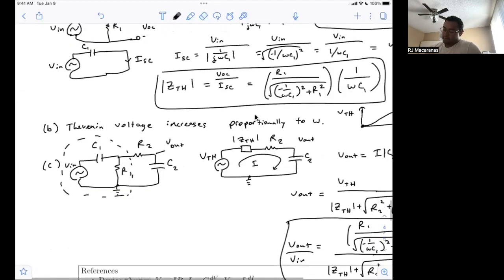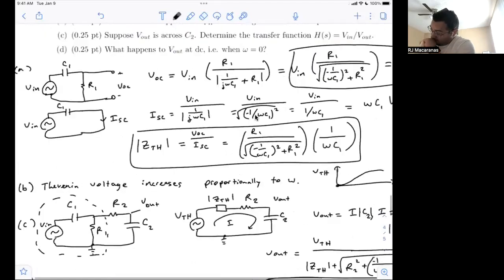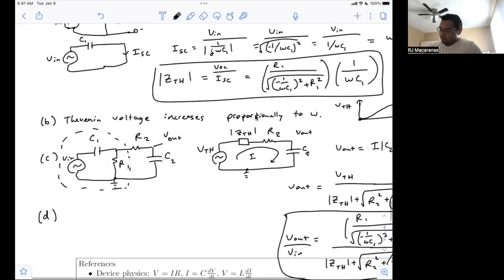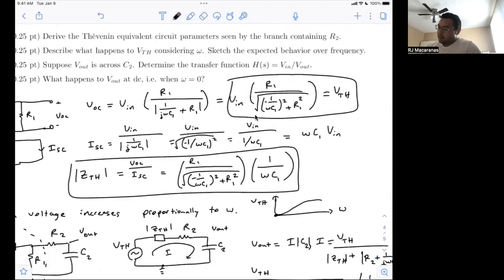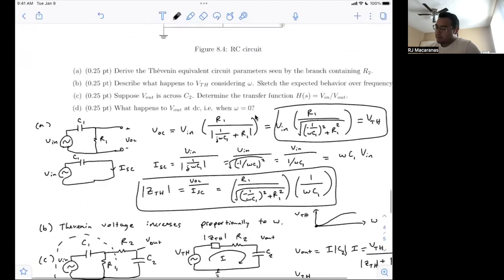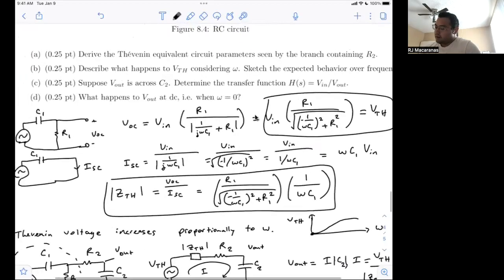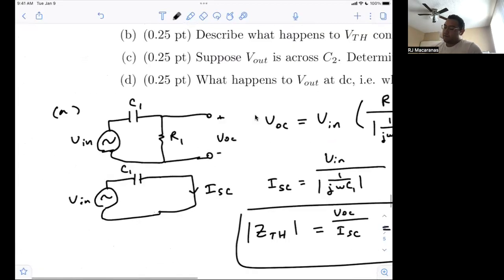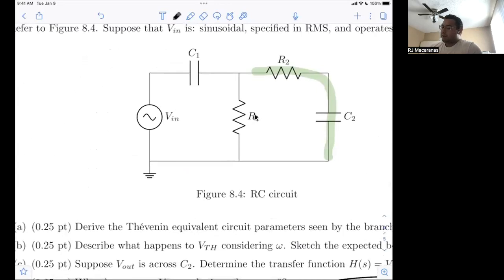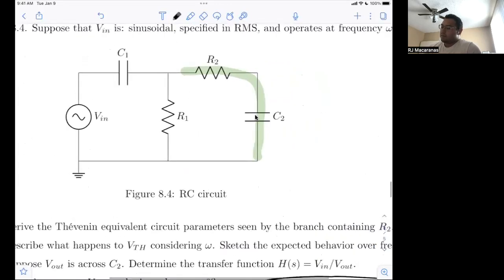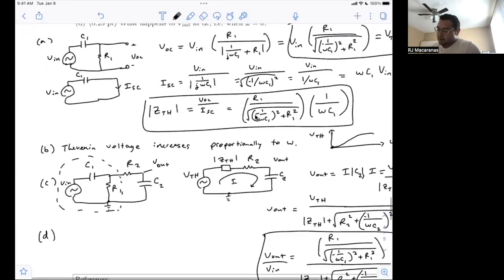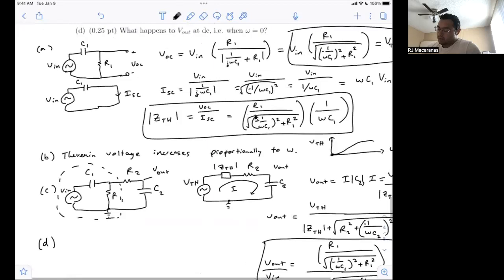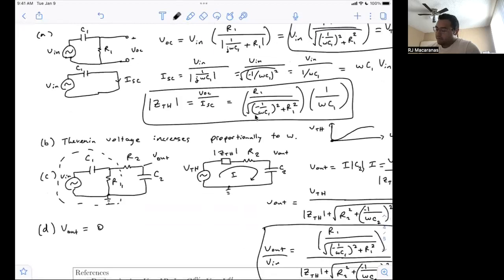So then for part D, we're asking what happens to V out when omega is 0. And just looking back here, when omega is 0, our Thevenin voltage should become 0. And that's because we have this capacitor in that first stage. So this capacitor in the first stage ends up blocking all the current through the system, which then causes our V out, which is here, to be 0. So V out equals 0 when omega equals 0.